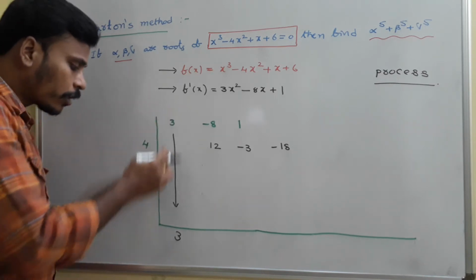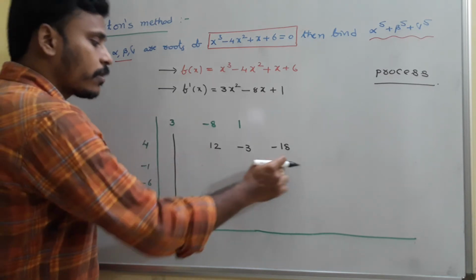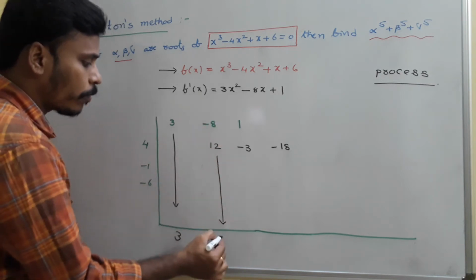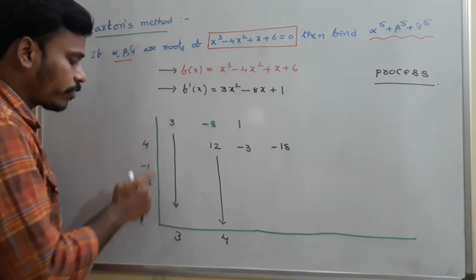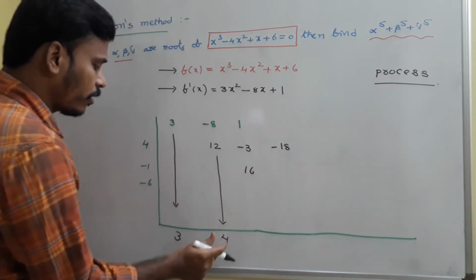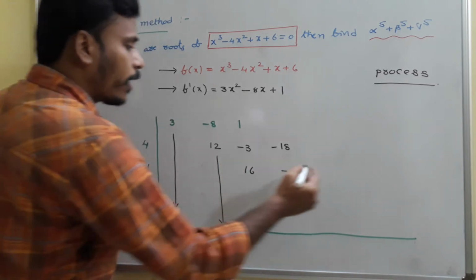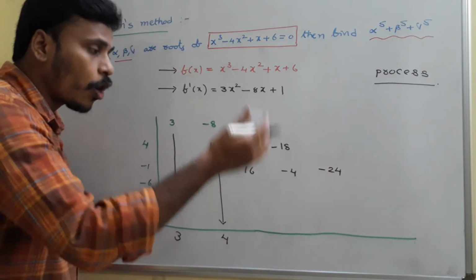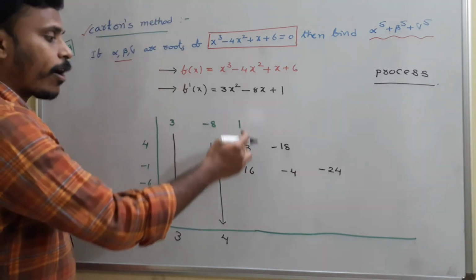So the first thing is over, and multiplying 3 with these numbers gives this. What is the next task? 12 minus 8 is how much? 4. Now multiply this 4 with these 3 numbers and write here. 4 into 4 is 16, 4 into minus 1 is minus 4, 4 into minus 6 is minus 24. Just have a look. Actually there is no end for this process. We may continue in such a way. Now I add all these things.